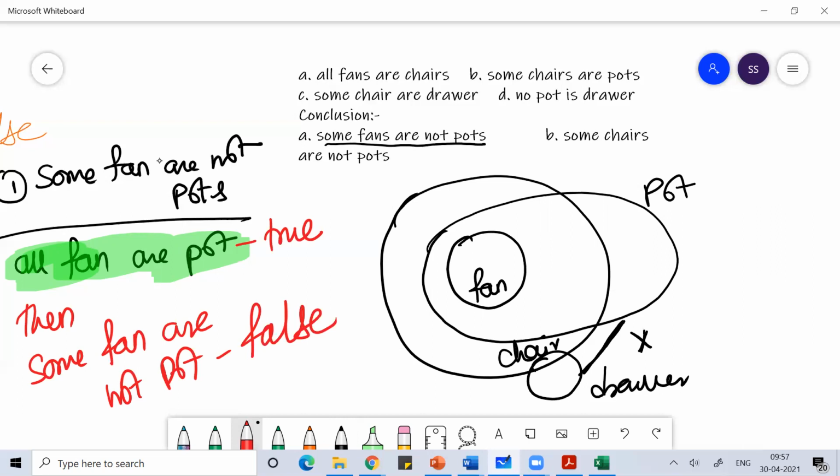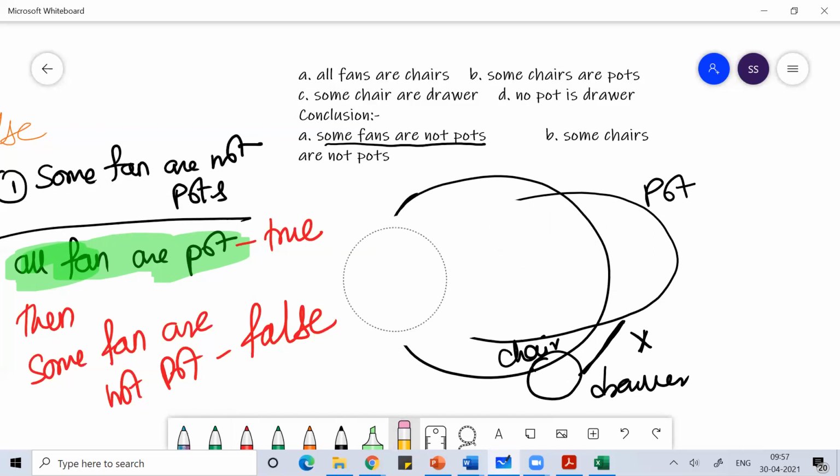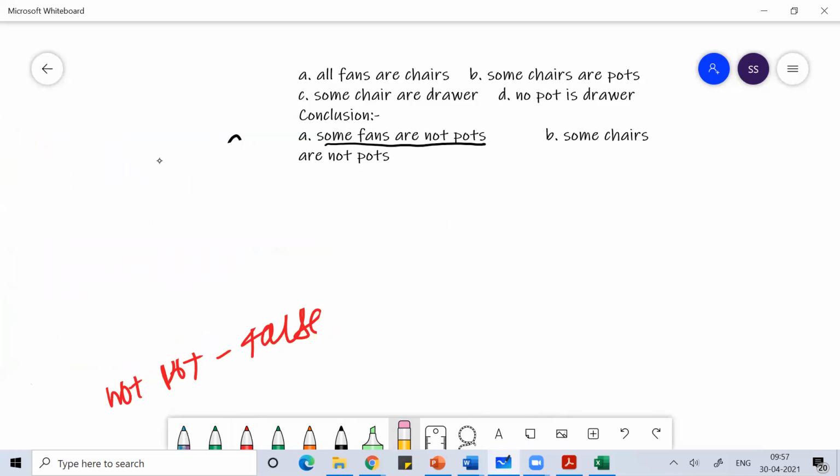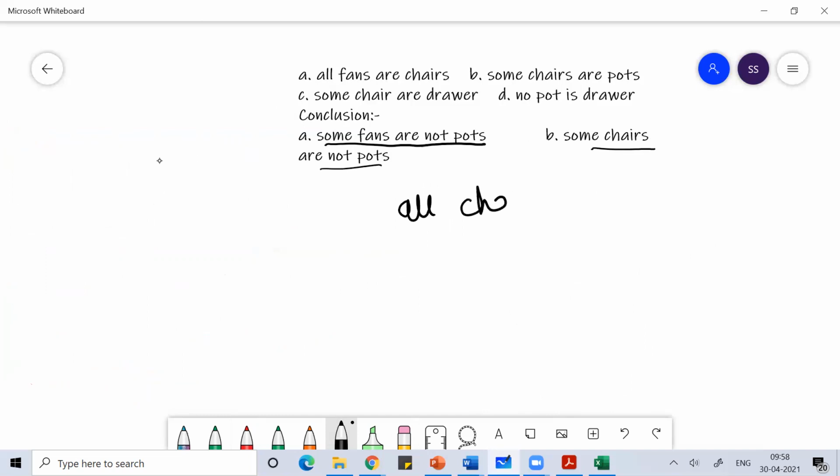I hope you understood this. Then the last one is "some chairs are not pot." Some chairs are not pot means I test this: all chairs are pot. Test this, all chairs are pot.